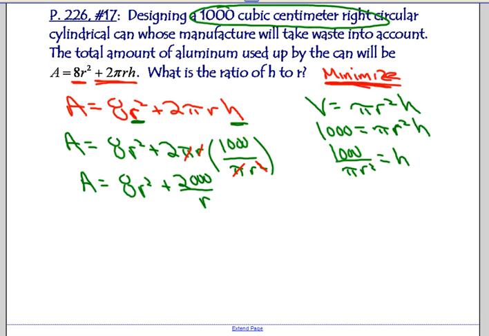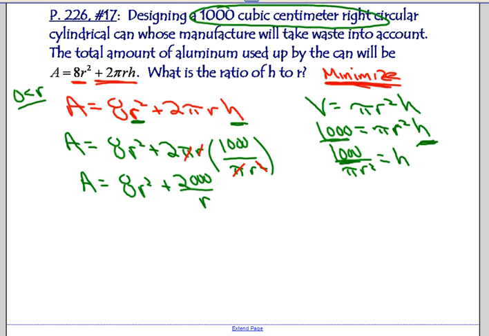And if we simplify this, we get our area equals 8r squared plus 2,000 over r. What's our domain? Well, r certainly has to be positive. And what's the biggest the radius could be? We're bound by the fact that it's 1,000 cubic centimeters, but really, r could be as big as you want because you can make the height incredibly tiny to come up with that 1,000. So r is going to be positive. That's about the best we can say with our domain.